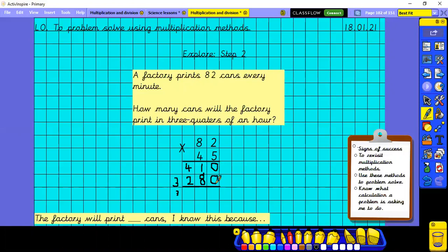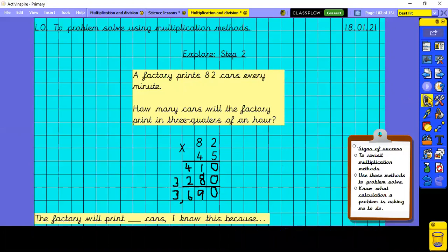Okay, so now we need to add our answers together. So we've got 0, 9, 4 and 2 is 6, and then we've got our 3 here because there's nothing else to add on. So we've got 3,690. So to solve our problem, the factory will print 3,690 cans in 3/4 of an hour. I know this because I've multiplied 82 by 45.